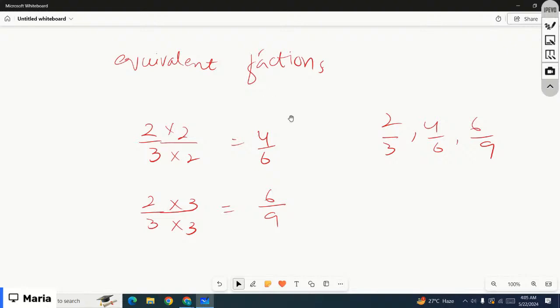Okay. The next one is you have to find the missing number, right? That is the missing number divided by 3 equals 6 divided by 9. So how do we find a missing number? You have to see they are equivalent fractions, right?